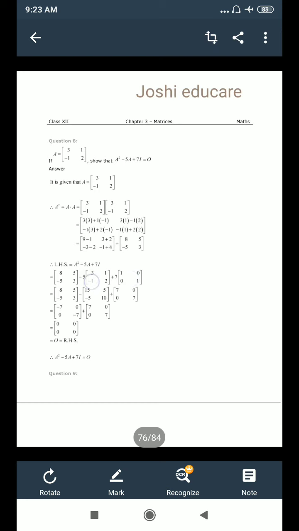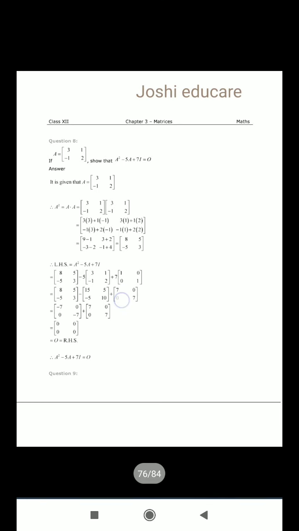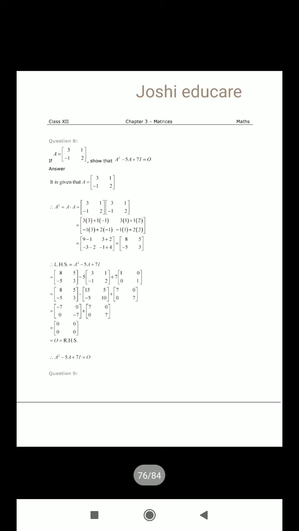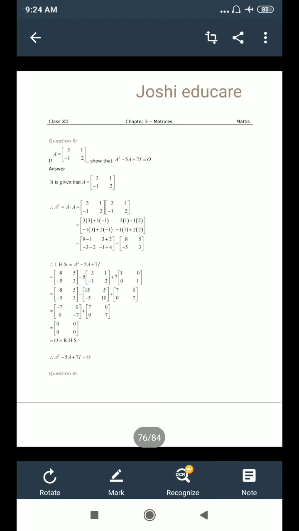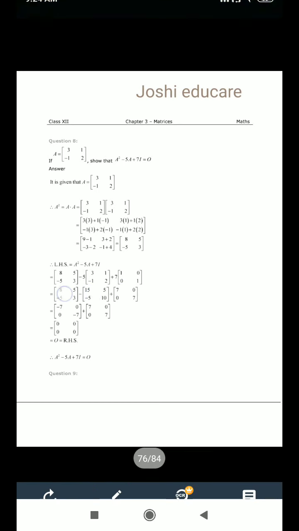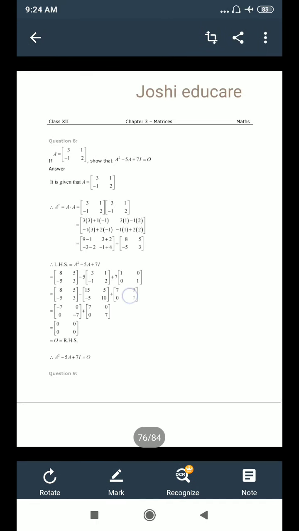So first I will multiply this 5 with all the terms of this, and 7 with all the terms of this. So it will become 15, minus 5, 5, 10. This is 7, 0, 0, 7. Now you add all these. In this I have added first these two and then this, or you can directly add all these three. It will become 8 minus 15 plus 7, like that. 8 from this, minus 15 plus 7. Or first you add these two and then this third matrix. So you are going to get the null matrix. In this way, we can get A square minus 5A plus 7I.